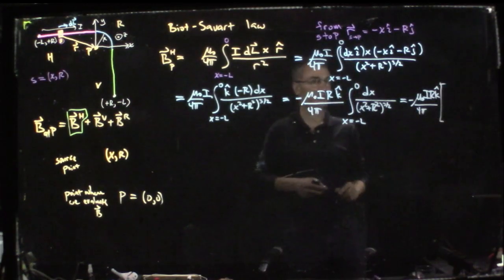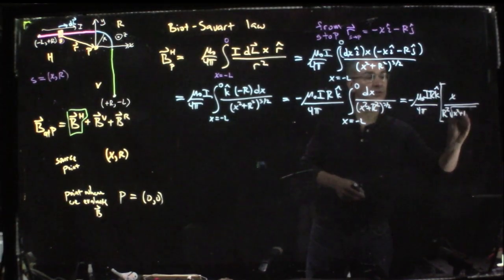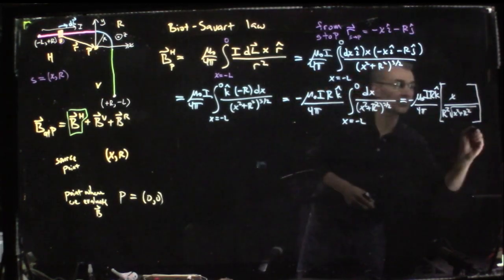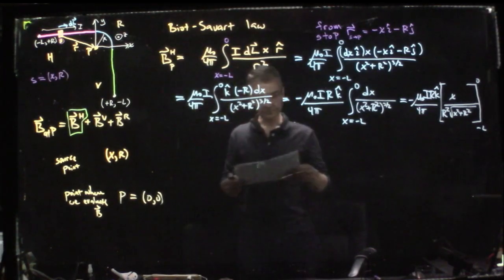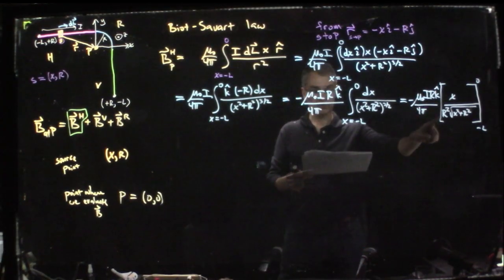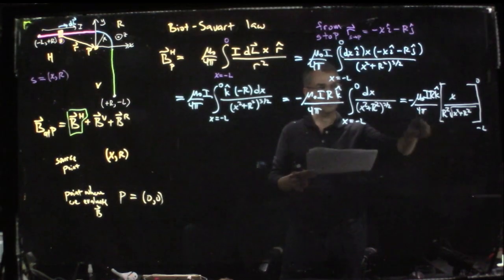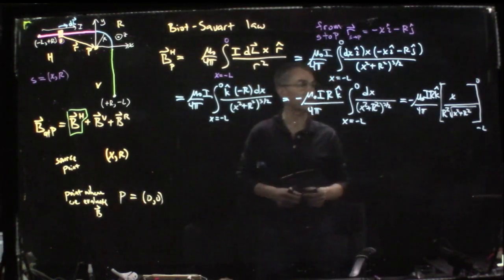And I think I remember the answer to this integral. I think it is x over r squared times the square root of x squared plus r squared. I should have looked this up before writing it, but I think this is right. So here's minus L to 0. Let me just double check that. x over r squared square root of x squared plus r squared. Yeah, minus mu naught I r k hat. Okay, good. How about that? We get the same answer I got when I did it in my office.